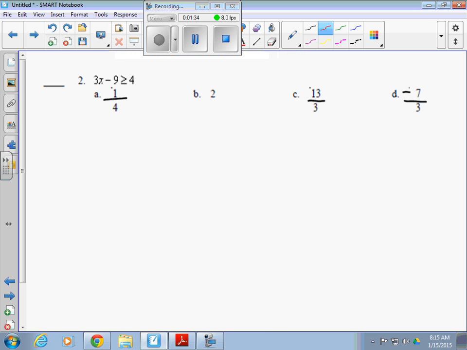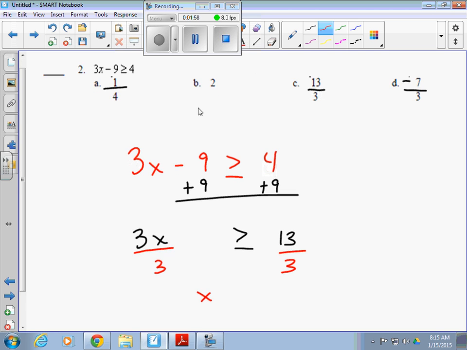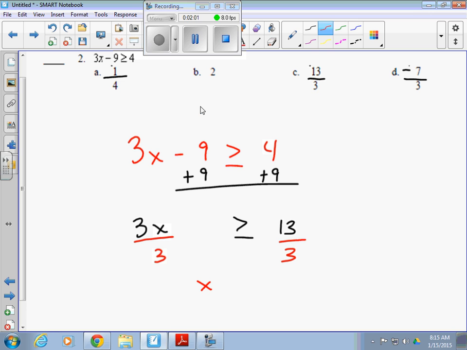Number 2 says 3x minus 9 is greater than or equal to 4. Again, when you solve this, you take care of the subtraction first by adding 9 to both sides. So that's going to be 3x. Since we added, we don't reverse the symbol. We leave it just like it is. 4 plus 9 is 13. And then when you divide by 3 on both sides, all we did was divide by a positive number, not by a negative number. So you get x is greater than or equal to 13 over 3.